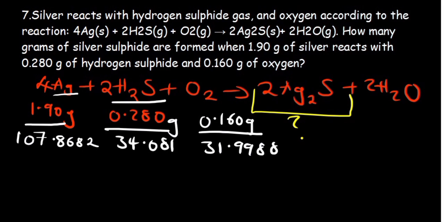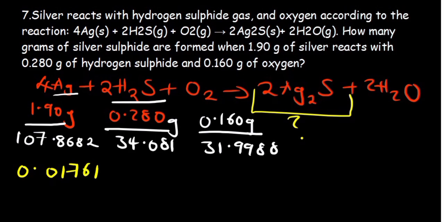So what number of moles do we have? I'll start with silver: 1.9 divided by 107.8682. I have 0.0176.